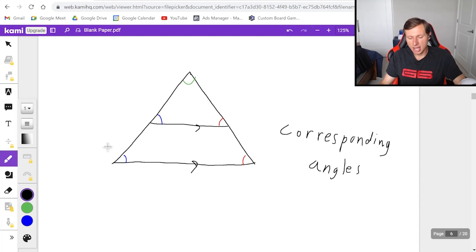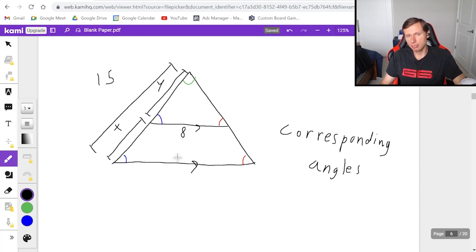Now, let's say this entire side is 15. I'm going to say this shorter side is x, and this side here is y. And I'm also going to tell you this side here, the middle line, is 8, and the bottom line is 12. And now I would like to find x and y again. So here's what I'm going to do. First things first, set up the proportions.